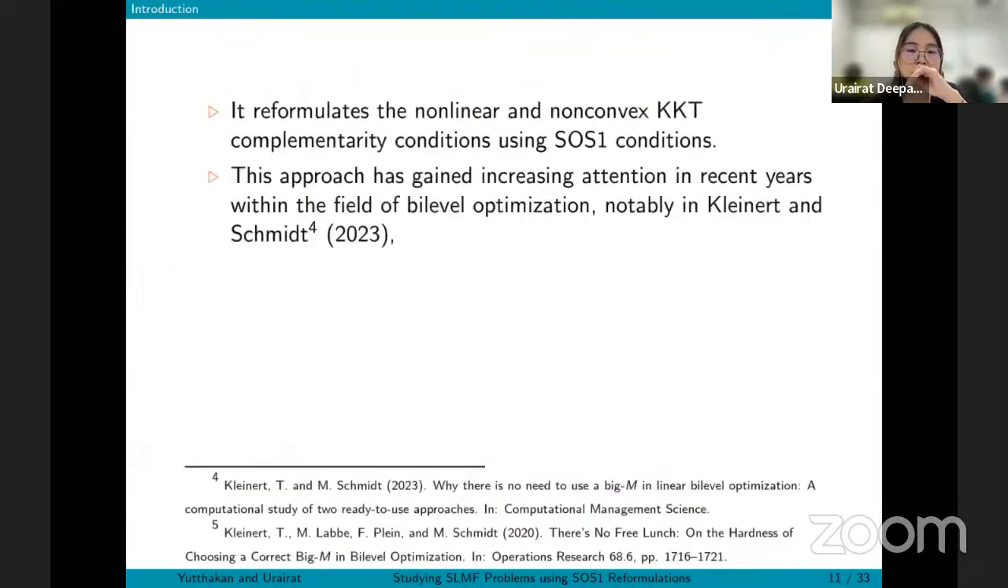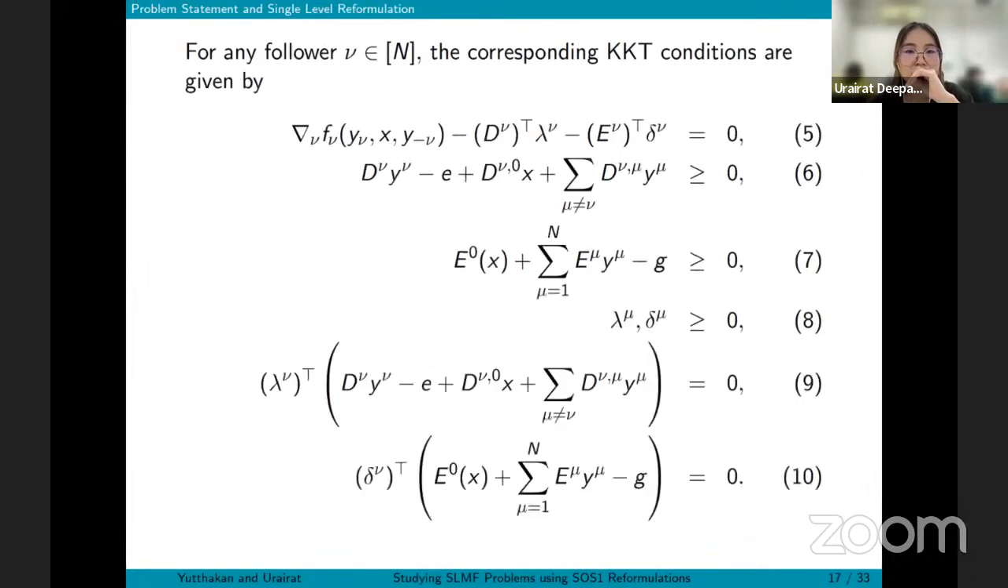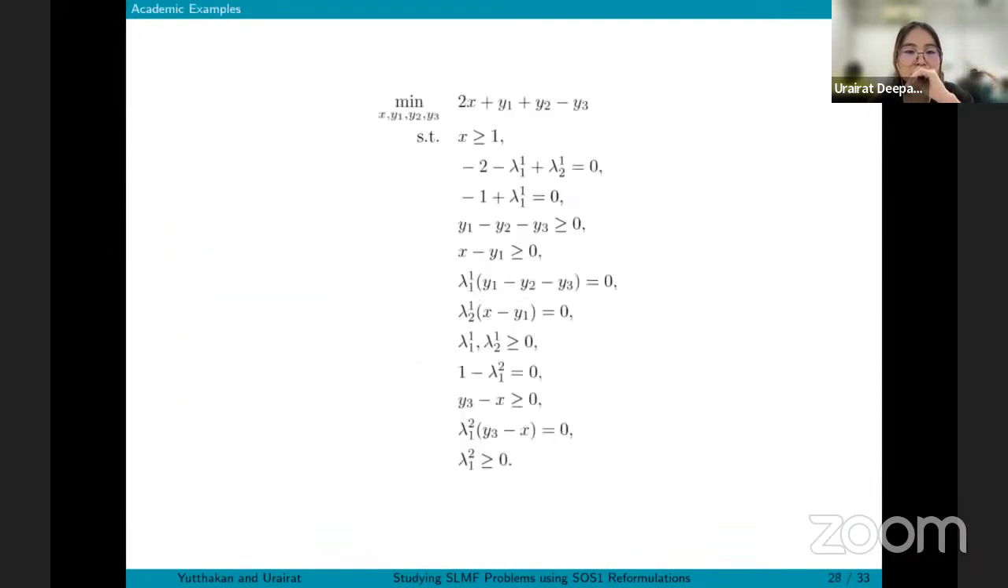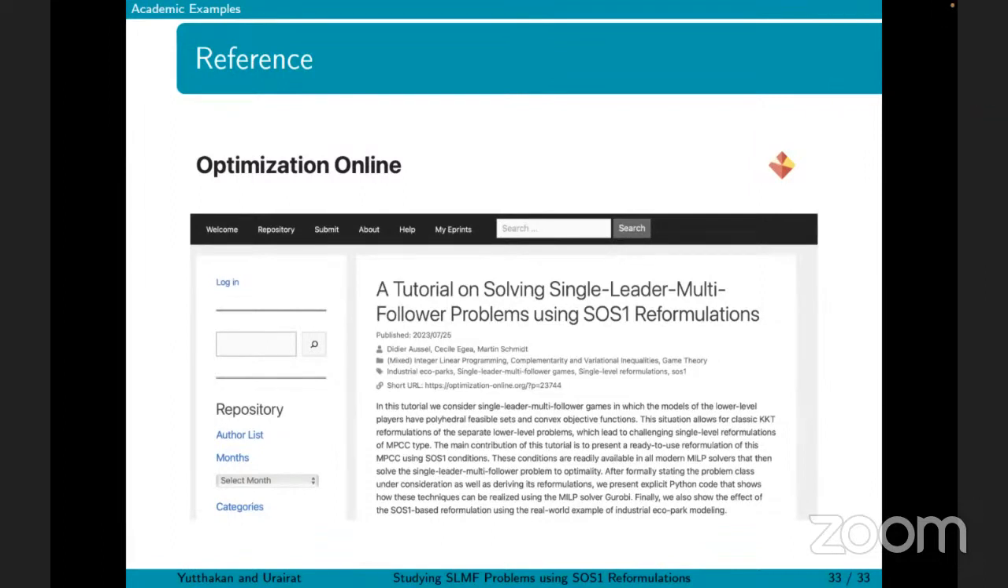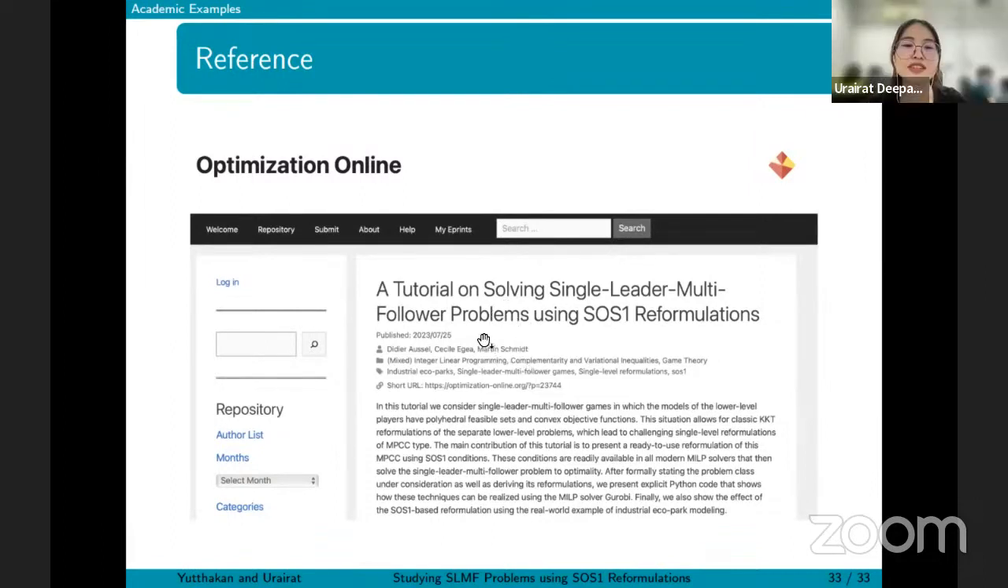If you want to see the code of the example, you can go to the paper, the reference of this work. Okay, thank you. For now, I tried to write the code, but there is an error for something. I don't know.